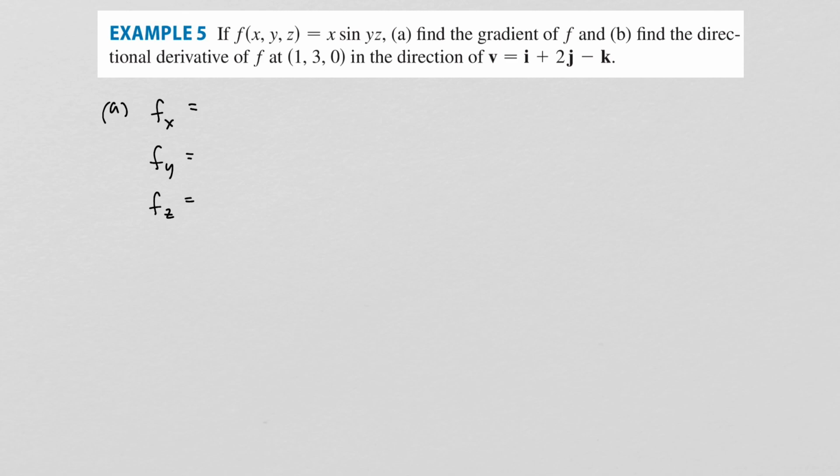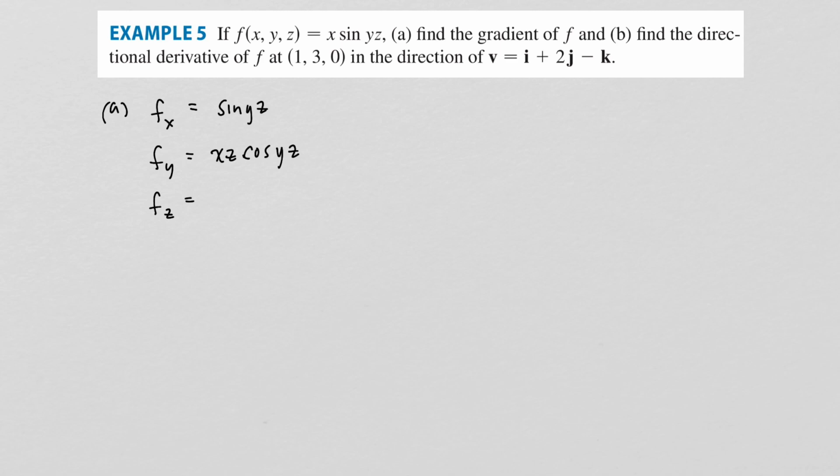The partial derivative with respect to x is going to be 1 times the sine of yz, which is sine of yz. With respect to y, x is now a constant, and the derivative of sine of yz is going to be cosine of yz times the derivative of yz, which is z. So that's going to be x times z times, oh, I said sine of yz. I meant cosine of yz, of course. Derivative of sine is cosine. There we go.